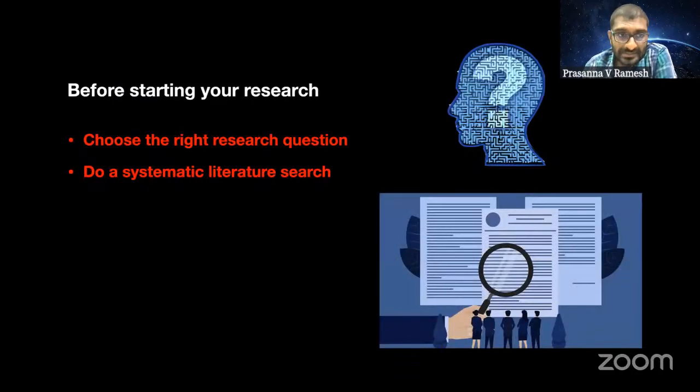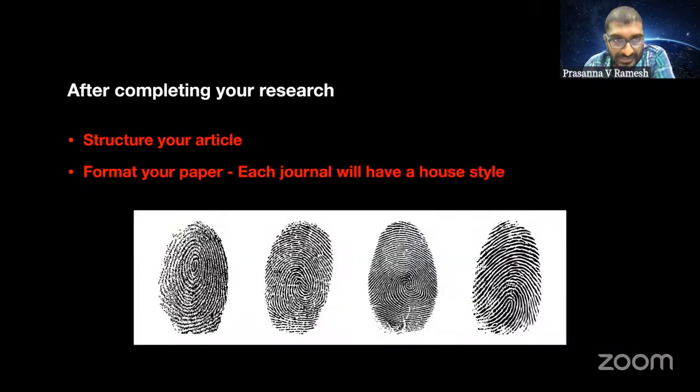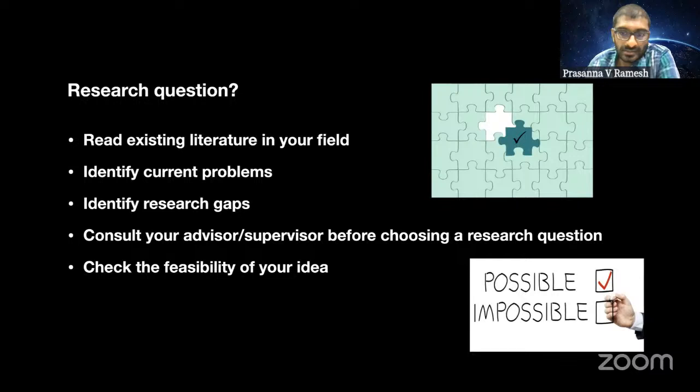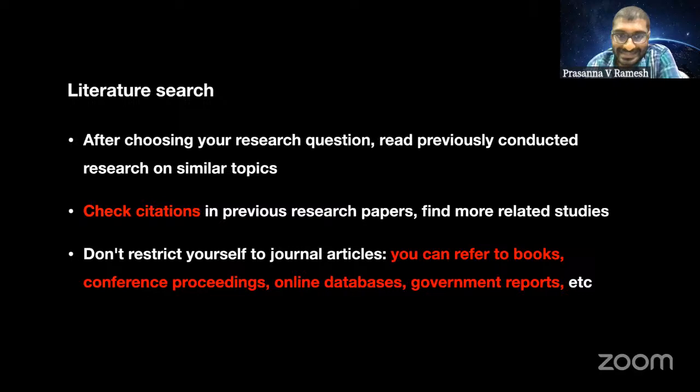Before starting the research, choose the right research question, do a systematic literature search, and structure your article after completing your research according to the journal to which you're going to send it, because different journals have different house styles. The research question could be a simple missing puzzle where research gaps can be identified, or identifying a current problem. Also consult your mentor before choosing your question and on the feasibility of the idea for the original study. Check citations of previous research papers, which will give more light.